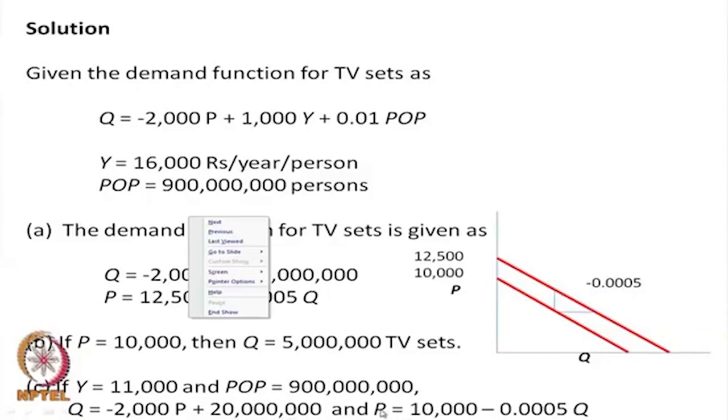So, P is equal to 10,000 minus this. The coefficient of Q is minus 0.0005. Here also it remains the same, only the intercept changes from 12,500, it has come down to 10,000, which means that for this reduced disposable income, the demand curve is a straight line which is parallel to the original line. This is the original line for Y equal to 16,000, pop equal to 900 million persons. So, this is shifted to the left. The slope of this line remains the same at negative 0.0005. This is the first question.